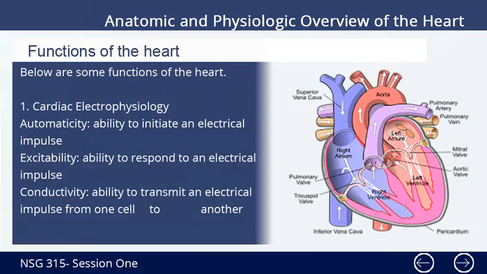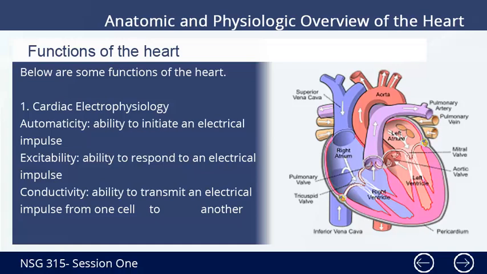Let us consider some of the functions of the heart. Below are some of the functions of the heart. 1. Cardiac electrophysiology. The specialized electrical cells of the cardiac conduction system methodically generate and coordinate the transmission of electrical impulses to the myocardial cells. The result is sequential atrioventricular contraction, which provides for the most effective flow of blood, thereby optimizing cardiac output.